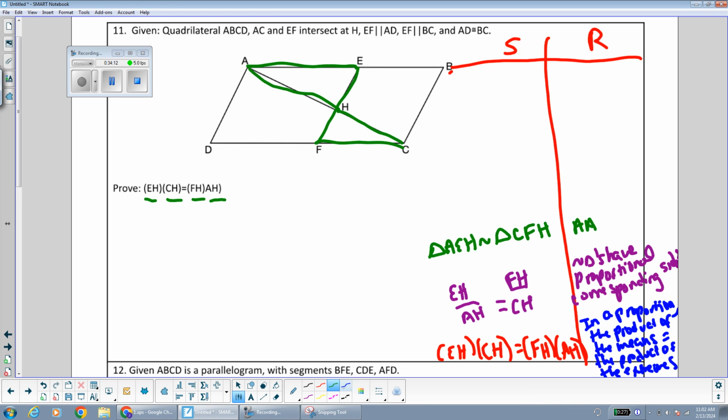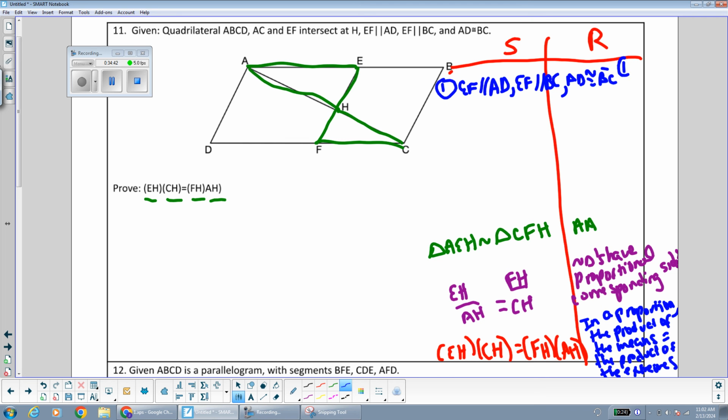Now, I already have half the proof done. And I didn't even look at anything that was provided to me in the givens. I already have half the proof finished. So you don't have to get 0 points, even if you don't know how to get the angles to prove the triangle similar. Now I'm going to take a look at the givens. I'm not going to write all the givens down just because I don't want this video to take all day and to run out of space. But EF is parallel to AD. EF is parallel to BC. And AD is congruent to BC.